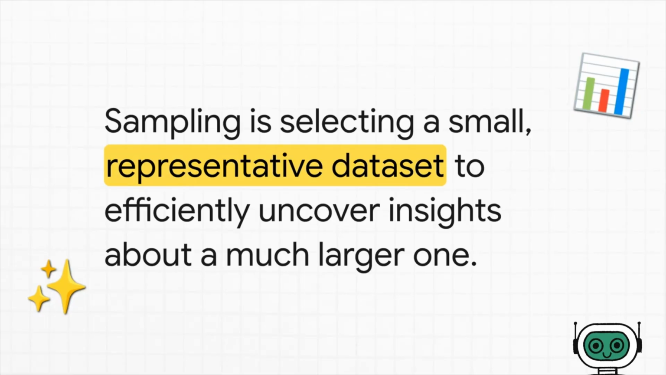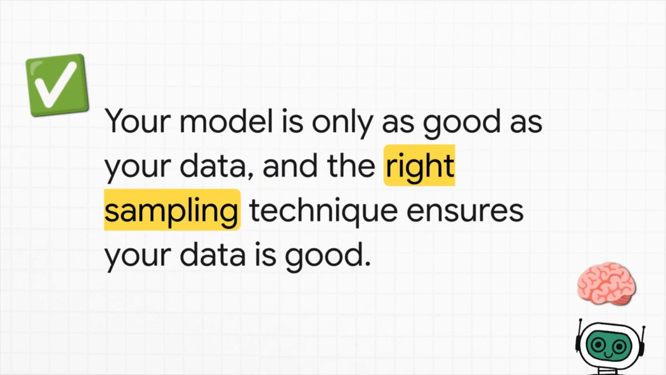So, to wrap it all up into one sentence, sampling is the strategic process of selecting a small representative data set to efficiently uncover insights about a much larger one. And if there's one thing to take away from this, it's this. Your model is only as good as your data. And using the right sampling technique is how you ensure your data is good right from the start.